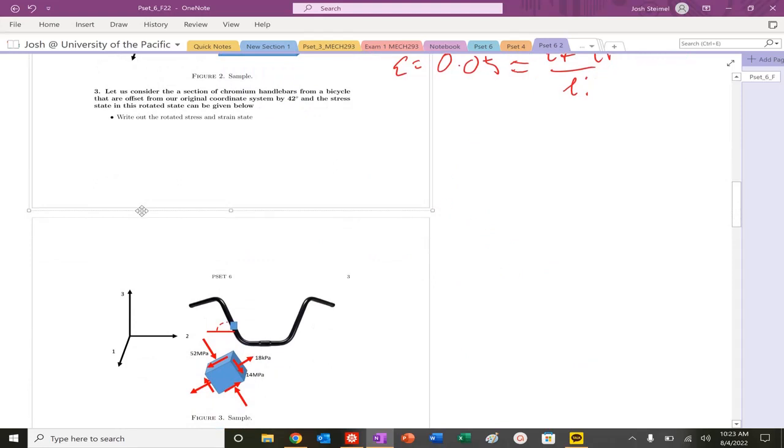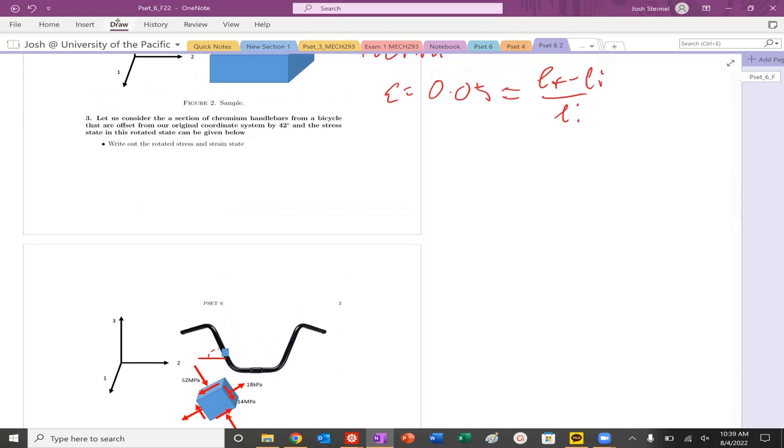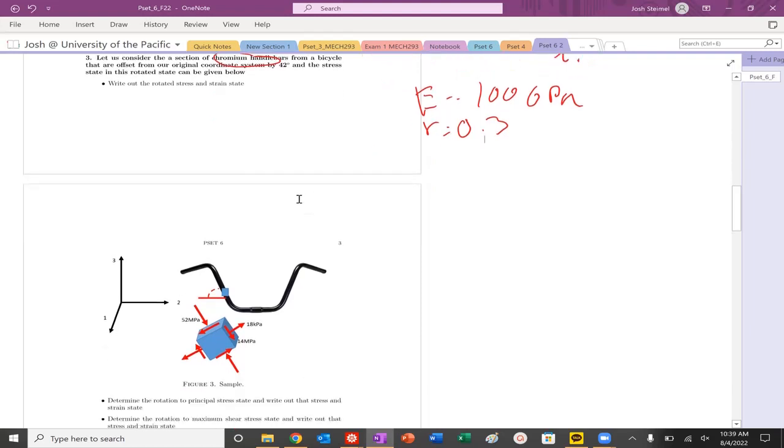All right. So let's look at number 3. I'm looking at a section of my chromium handlebars. I know my Young's modulus is approximately 100 gigapascals, and my nu is 0.3. The bicycle in the rigid reference system rotates around basically 42 degrees. We're doing a 42 degree clockwise rotation. You can see it rotated here. You can imagine it's around the 1 axis, 42 degrees counterclockwise, as you can see here, so stressing the 2-3 plane effectively.